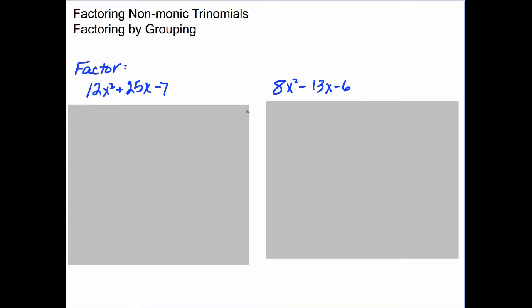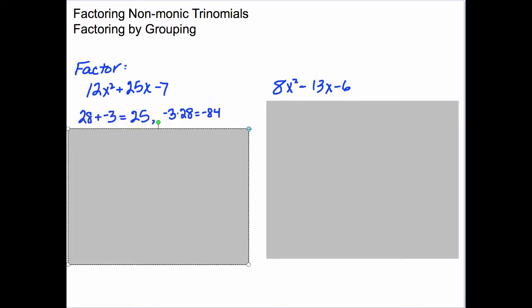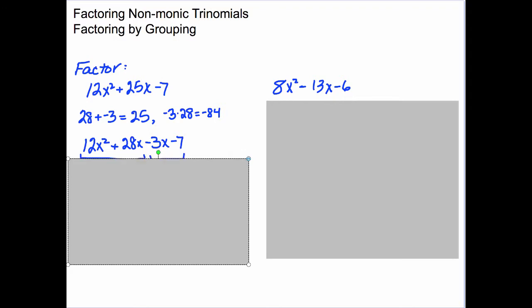Okay, let's take a look at the first one. So first, we need to find two numbers that multiply to 12 times negative 7, that's negative 84, and add to 25. And a little guess and check will find that 28 and negative 3 will work just fine. Next, we write the function. We group the first two terms and the last two terms together.